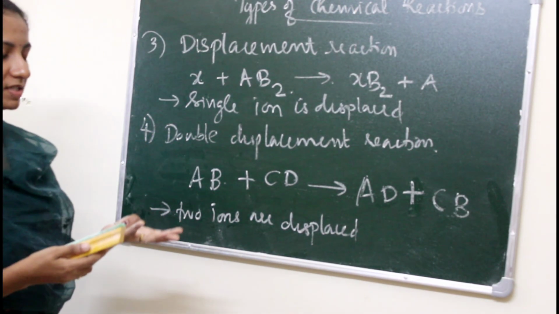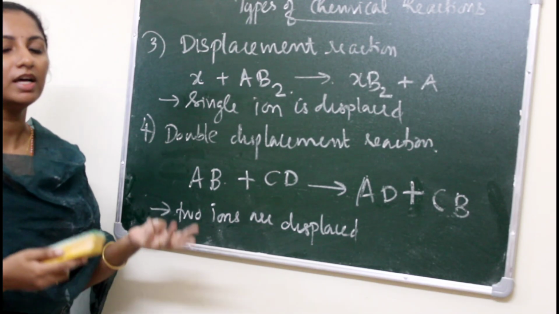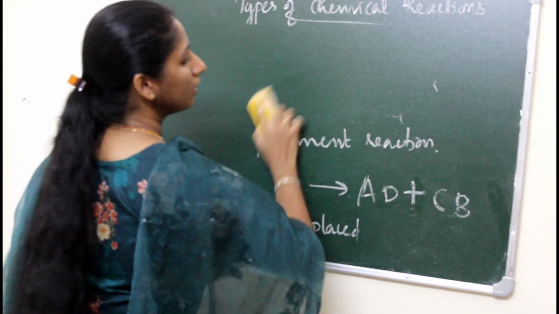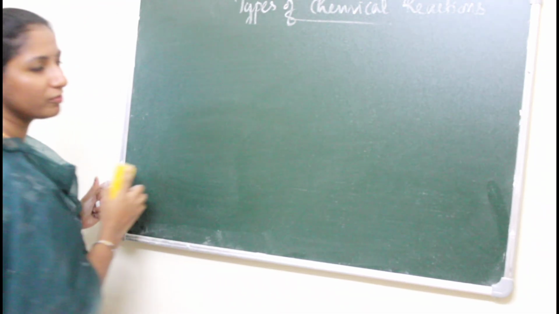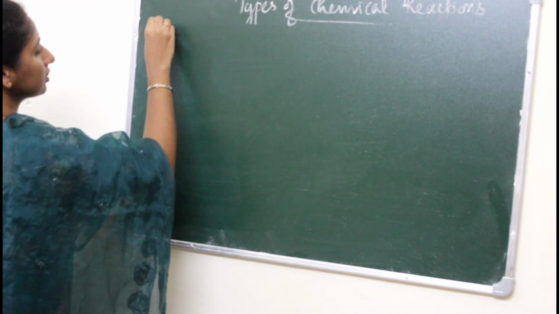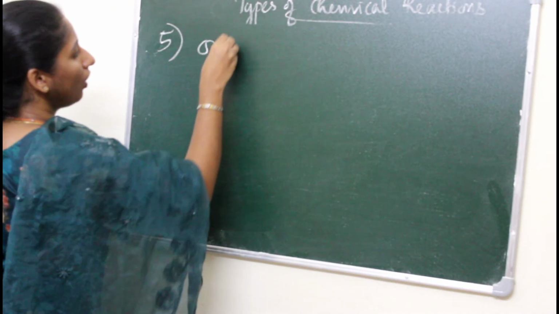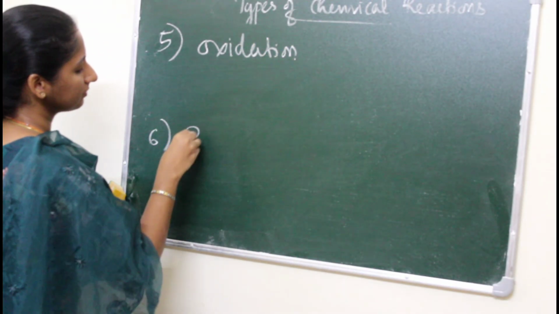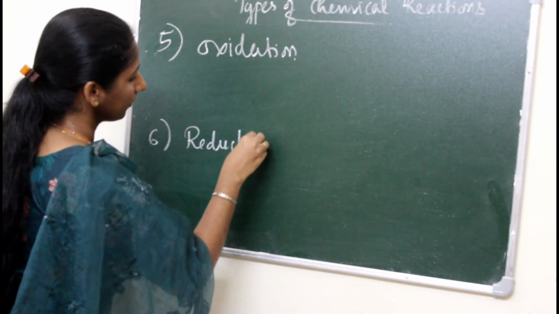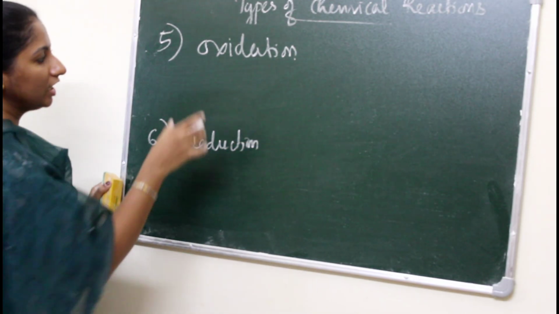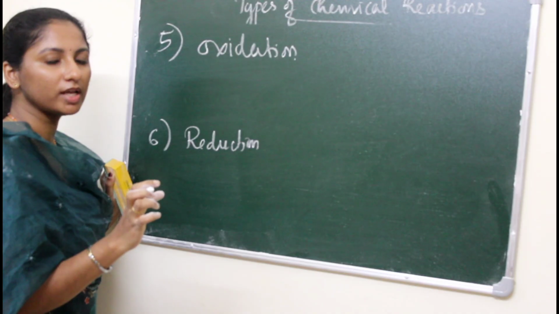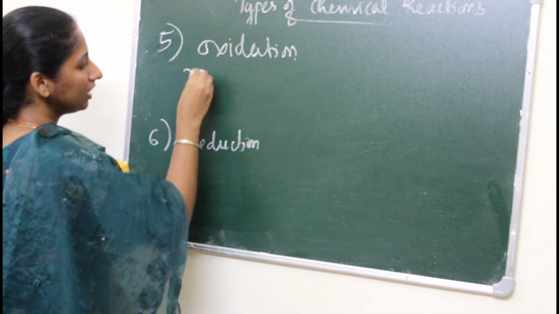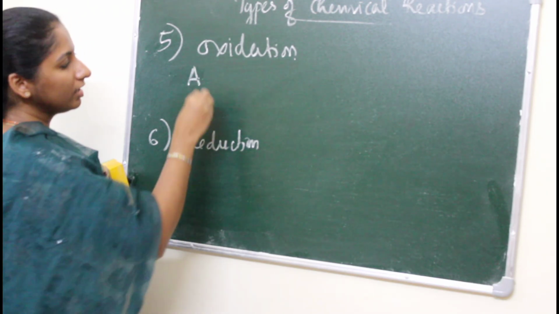So we have discussed combination and decomposition reaction, displacement and double displacement reaction. The other type of reaction is what? Oxidation and reduction, right? The other type of reaction is oxidation and reduction. Okay, so within a reaction, if addition of oxygen is occurring, such a type of reaction we can call an oxidation reaction.